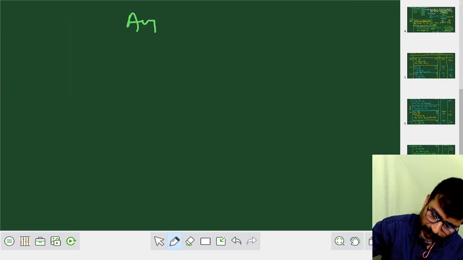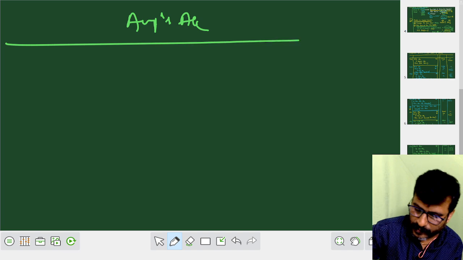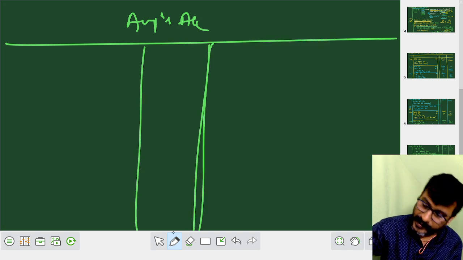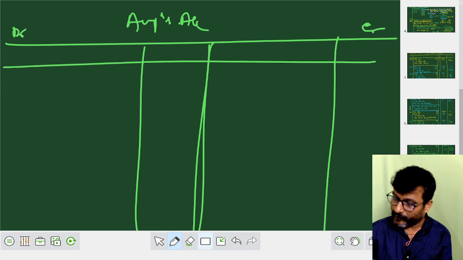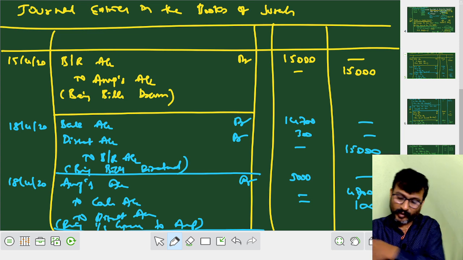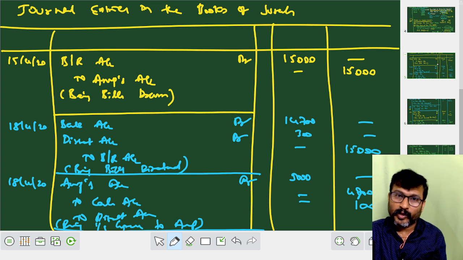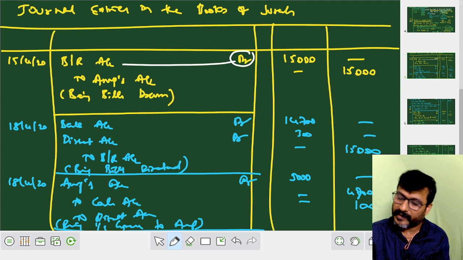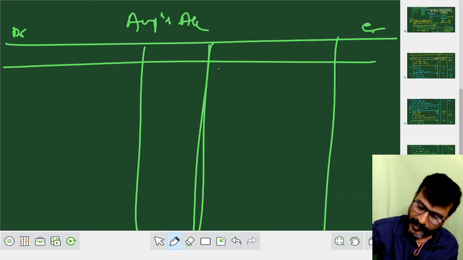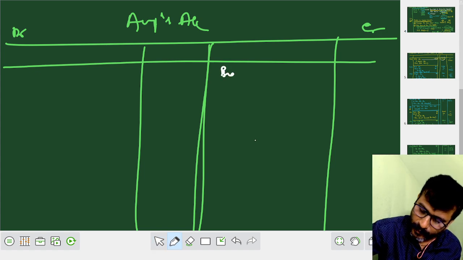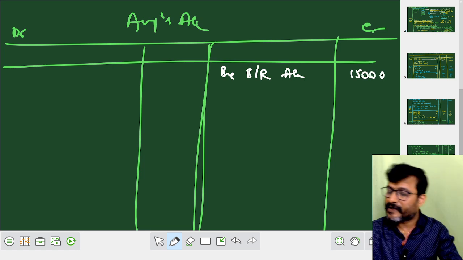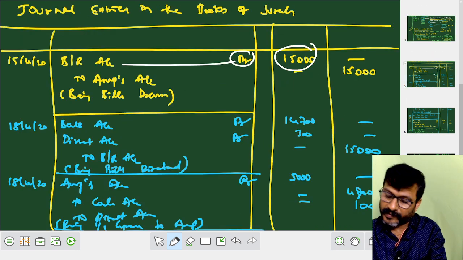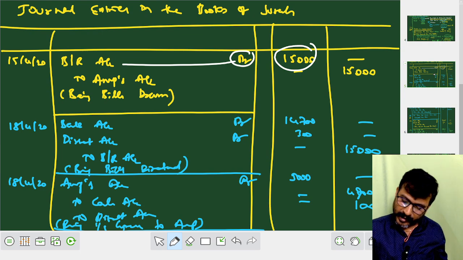We have to prepare Anup's account. See how to prepare this Anup's account. Very simple. Very, very simple, my dear student. How to pass the entries in the books of Anup. BR account debit to Anup. Since BR is in the debit place of journal, it goes to the credit place of ledger, by BR account. It is an amount of rupees 15,000. Fine.